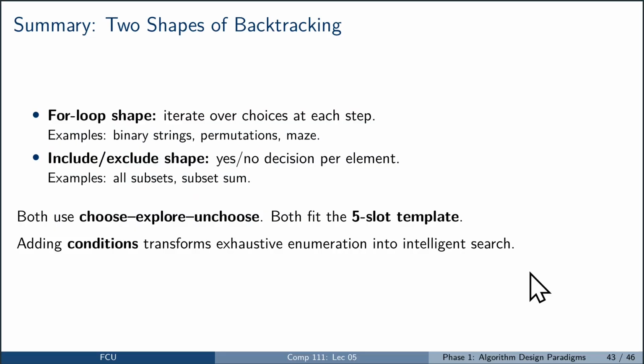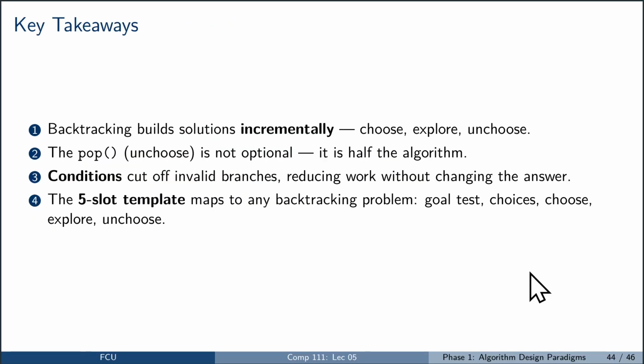So we are almost at the end now. Now we have 4 things to take away. One, backtracking builds solutions incrementally. We choose, we explore, and we unchoose. And second, the pop here is not optional. This is actually half of the algorithm. Without it, everything breaks and nothing works. And the third important thing is that the conditions cut invalid branches: less work, same answer.